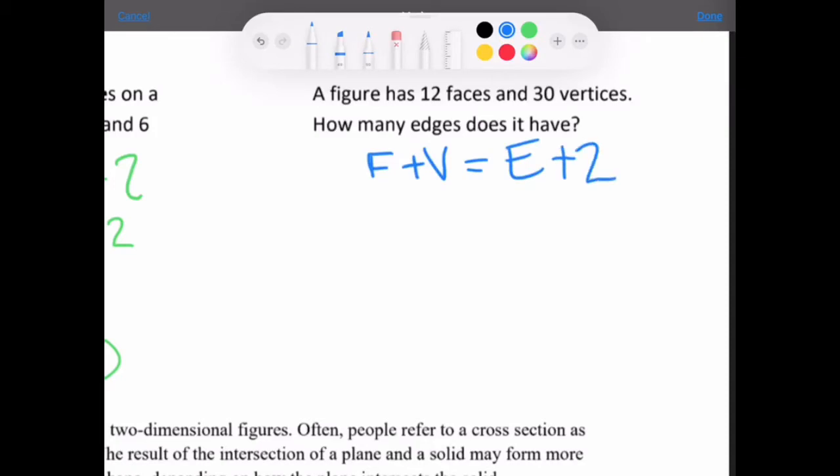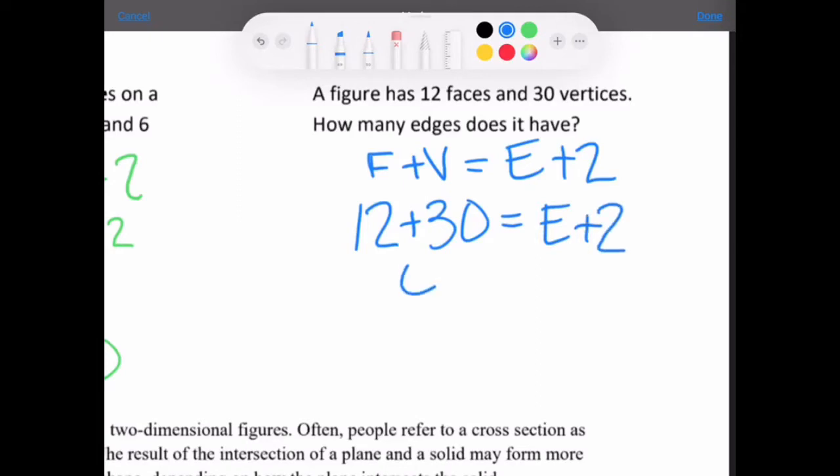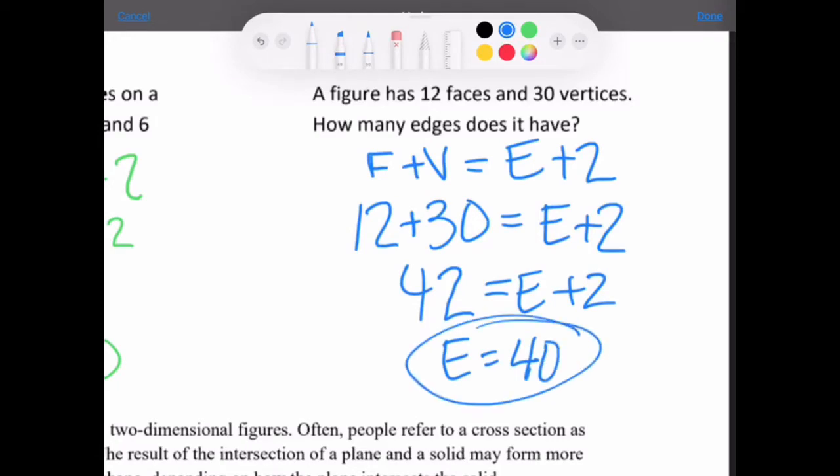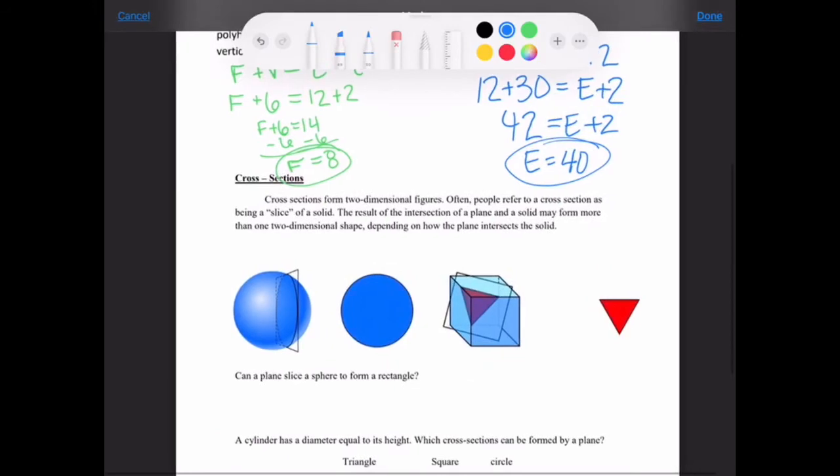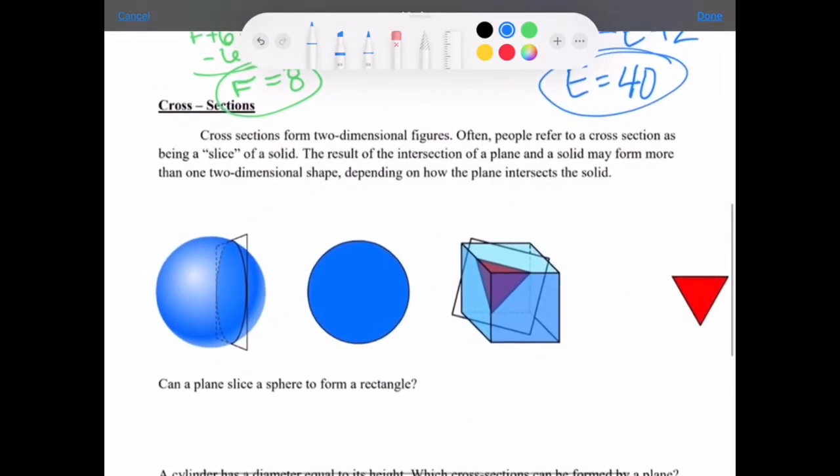Okay, so 12 faces plus 30 vertices is equal to edges plus 2. 42 is equal to edges plus 2. Subtract 2 from both sides, and we have 40 edges. Okay? Alright, moving on. Cross sections.